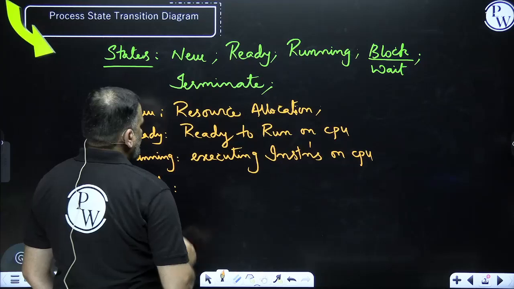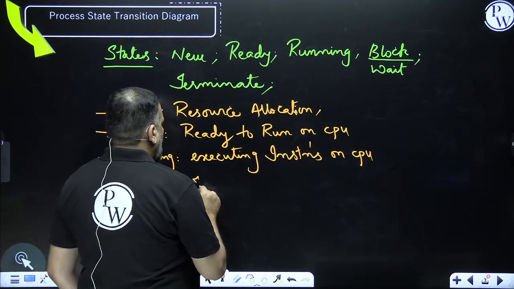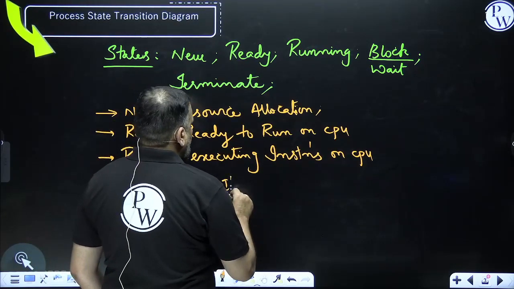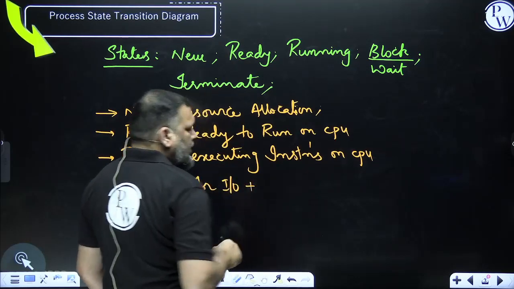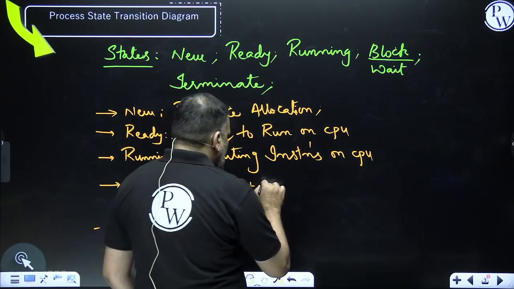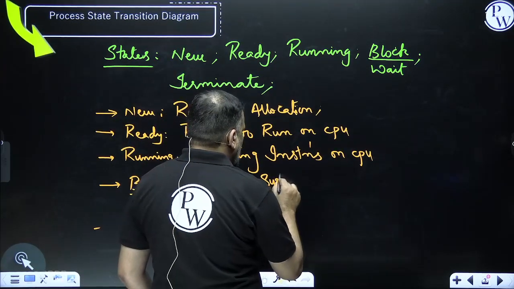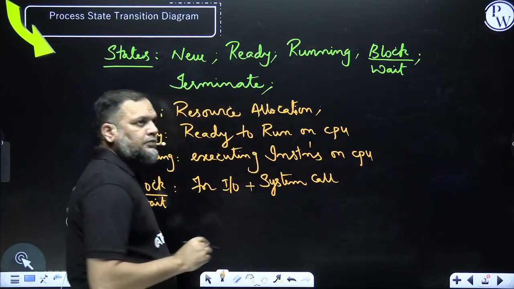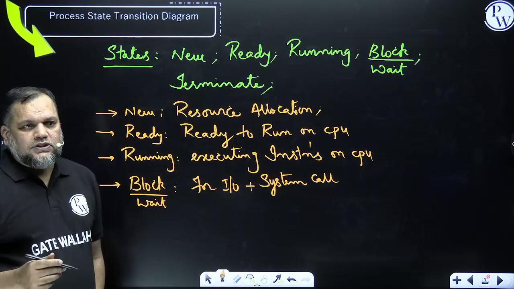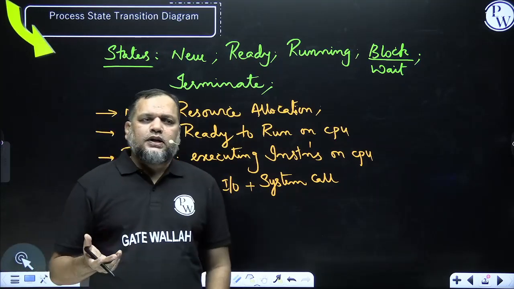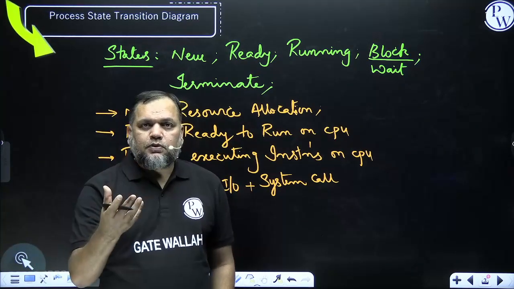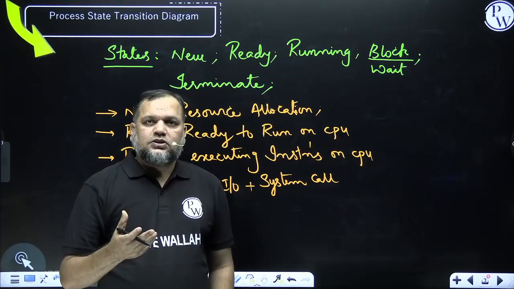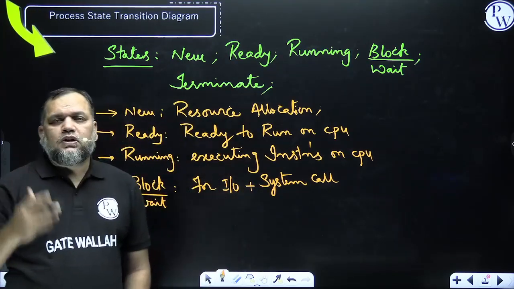So this means the process generally gets blocked for input-output operations, okay? Or maybe sometimes the process may also get blocked for the execution of a system call. As you know, a system call is a call to the operating system for the requirement of some service. Operating system is a service provider, and our applications, our programs, are service users of the operating system.